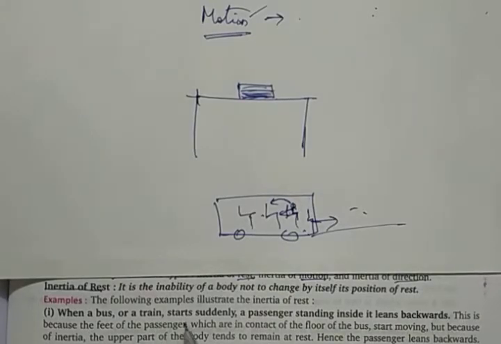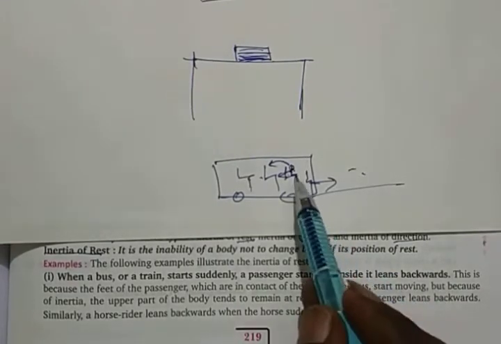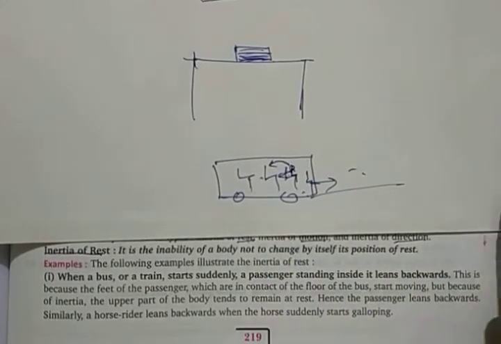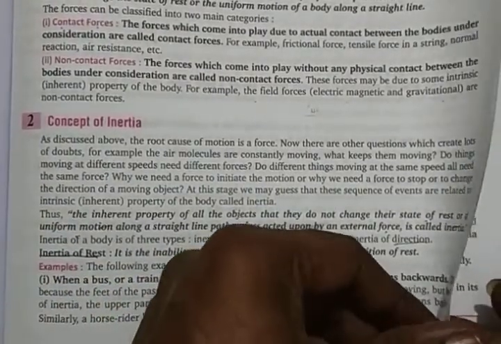When a bus or a train starts suddenly, a passenger standing inside leans backwards. Especially people sitting or standing, all of them lean backwards when the bus starts moving, because you are at rest. You wanted to continue to be at rest. There are a few other examples in this one.